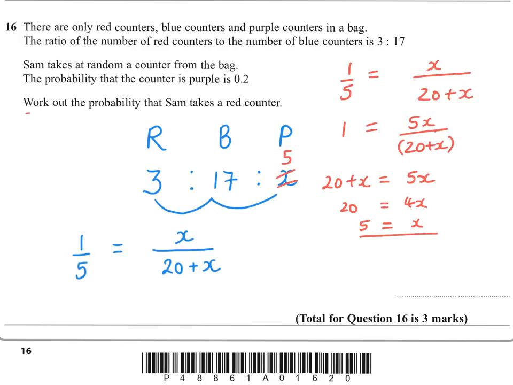And then work out the probability that Sam takes a red counter. Well, that'll be 3 parts out of a total of 25 now. So that would be fine as an answer, but if you want to do it out of 100 by timesing top and bottom by 4, you've got 12 hundredths or 0.12. And I'd probably put that because the question was working as a decimal here. So the probability would be 0.12.